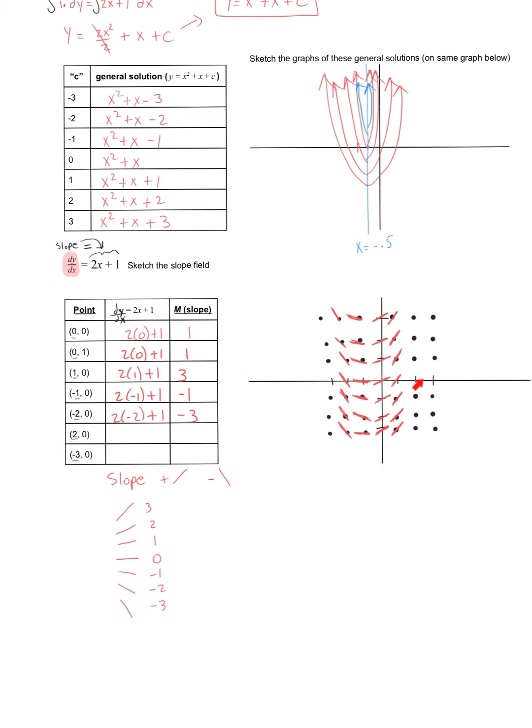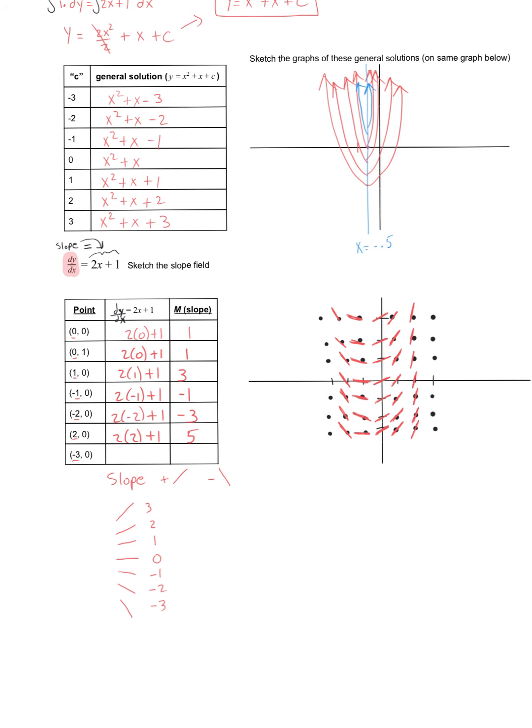Let's go out here to 2, 0. So we're going to plug in 2 times 2 plus 1. That gives us a slope of positive 5. So out here we need a slope of positive 5. It's going to be even steeper than this slope at 3. So I'm going to make them really steep. All right. And again, you're just eyeballing it.